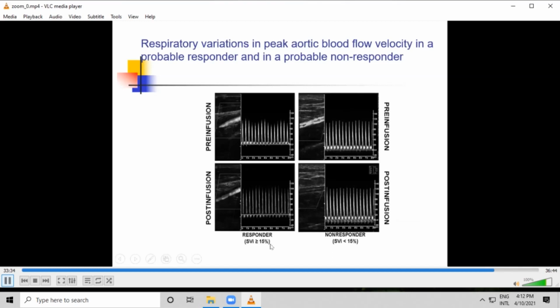So the SVI here rose by more than 50%, and so we can accept that this was a fluid responder. Here we see the respiratory variations are not much, and so post-infusion there is not much appreciable change. It is less than 15%, so it's a non-responder.